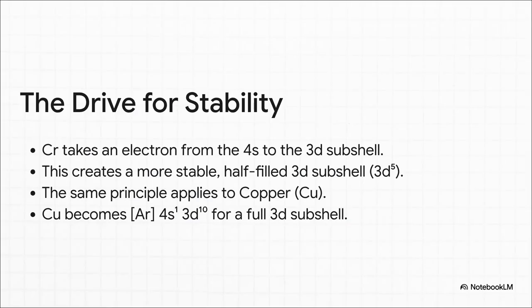So this push for stability is a really powerful force. For chromium, stealing an electron from the 4s to make a perfectly half-filled 3d5 subshell is just a better deal, energy-wise. And it's not a one-off thing. The exact same logic applies to copper. We'd expect it to end in 3d9. But by promoting one electron, it can achieve a 3d10 configuration, a completely full d subshell. That extra stability is totally worth bending the rules for.